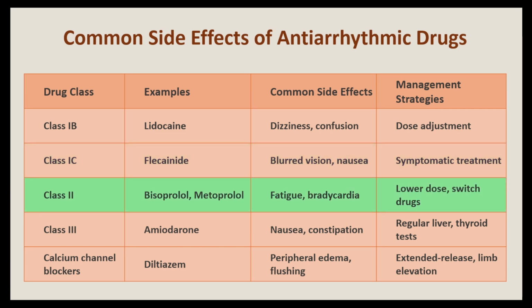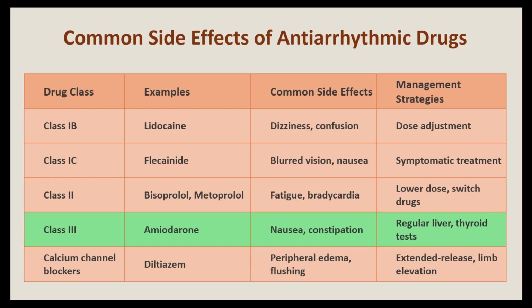Beta blockers commonly cause fatigue, dizziness, and bradycardia, as seen with drugs like bisoprolol or metoprolol. These side effects can often be managed by dose adjustments or switching to a beta blocker with a shorter half-life. Class 3 antiarrhythmics, such as amiodarone, frequently cause gastrointestinal upset, including nausea and constipation.